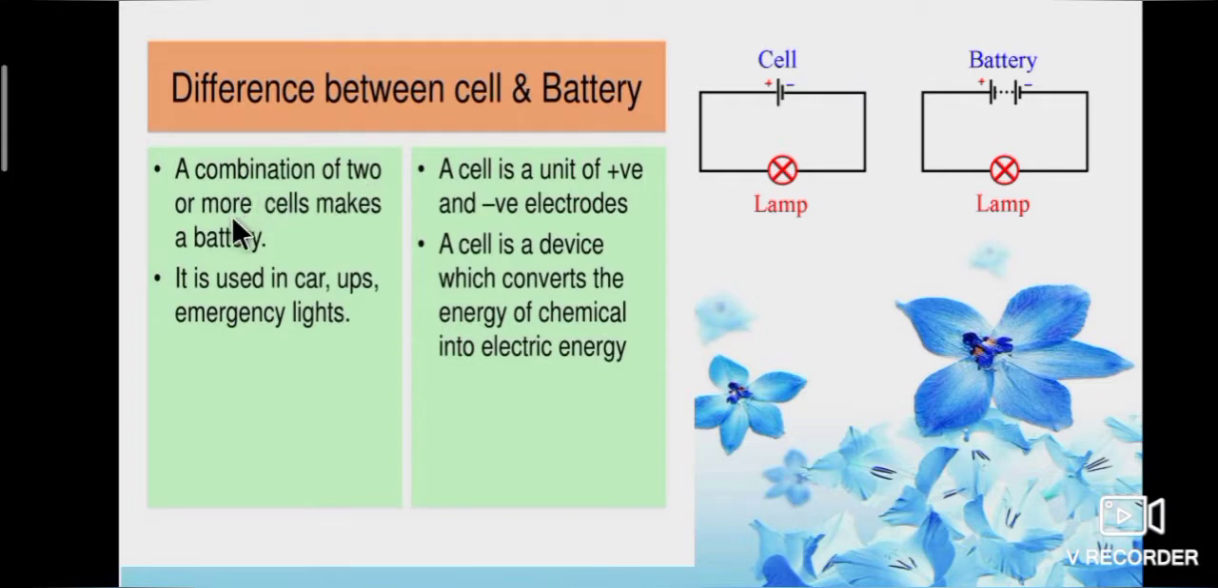A combination of two or more cells makes a battery. A cell is a unit of positive and negative electrodes. A battery is used in cars, UPS, emergency lights. A cell is a device which converts chemical energy into electrical energy.